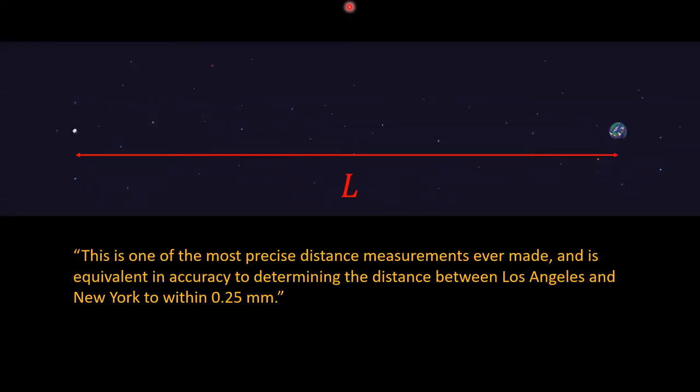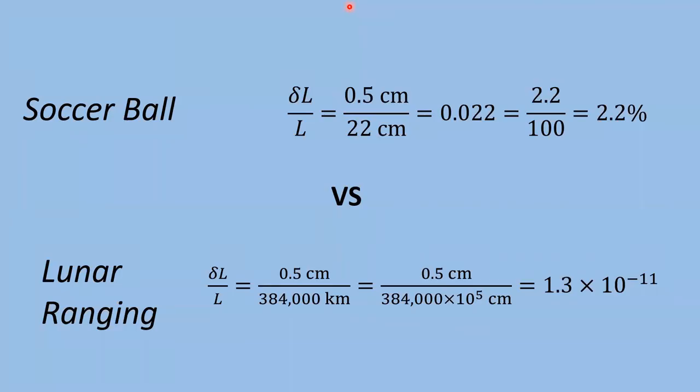Here's another little blurb from Wikipedia. Equivalent in accuracy, they probably meant precision. Equivalent in precision to determine the distance between LA and New York to within 1/4 of a millimeter. Okay. Well, let's compare the relative uncertainties here.